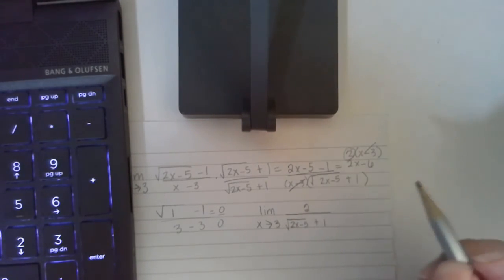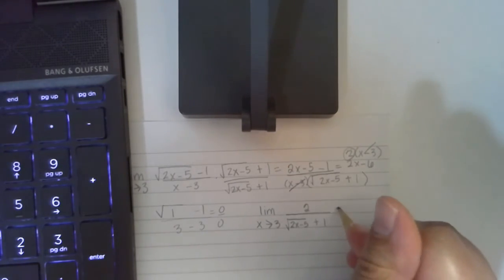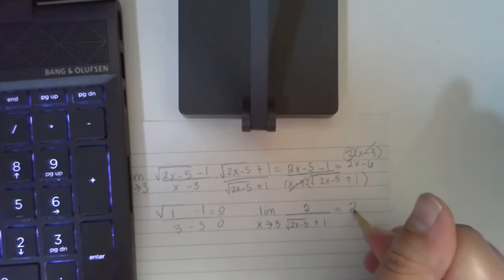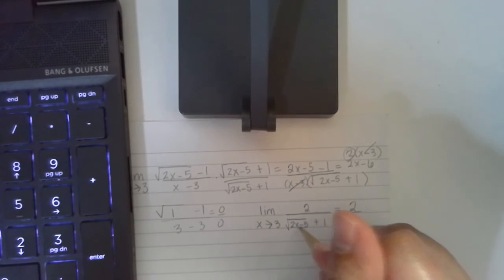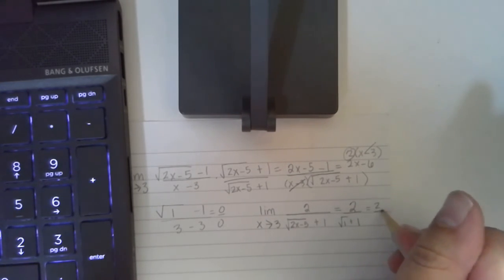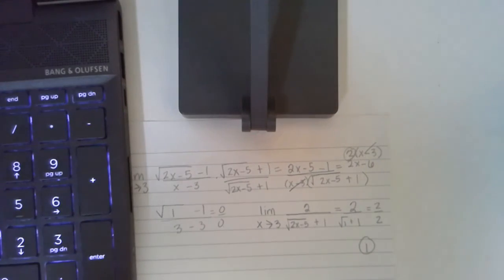Now, if I do sub in the 3, I'm no longer going to get a 0 because it's not the root minus 1, it's the root plus 1. So at this point, I now can sub in the 3. I'll get the square root of 1 plus 1 in the denominator. That'll actually end up being 2 over 2. And this limit exists, and the limit is equal to 1.